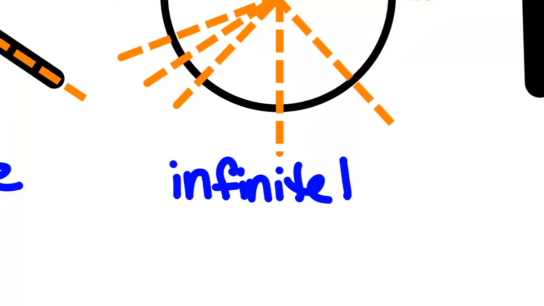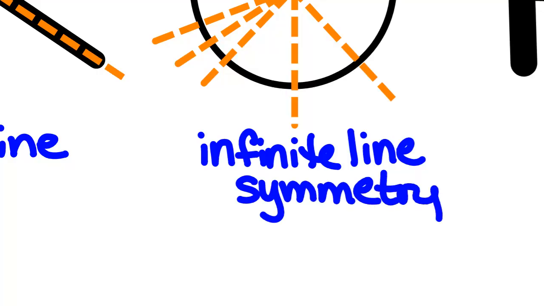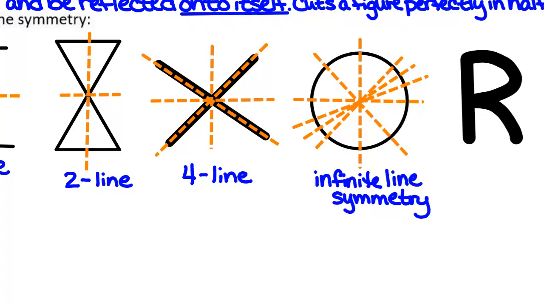Is it because it's a circle? Yes, it is. No matter which way I turn, twist, or fold a circle, as long as I'm going through the center, it's going to match up with itself because the circle is identical all the way around. It is equidistant from its center. The edge of the circle is the same distance from the center.